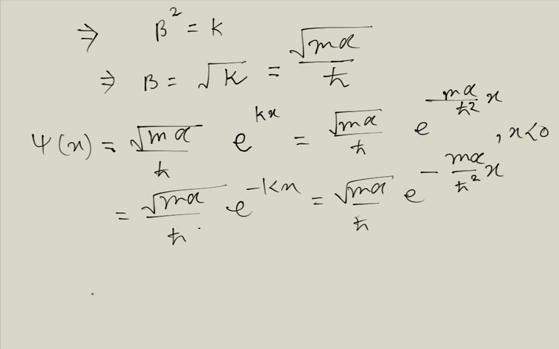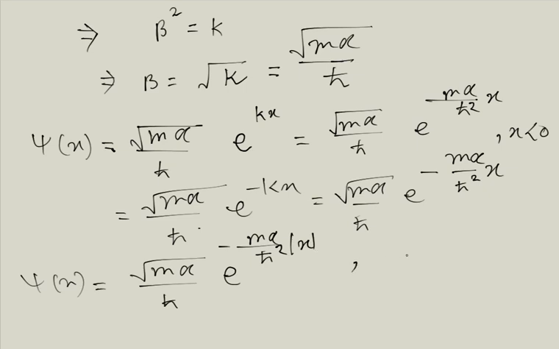And if we combine these two equations, we can write psi of x as root of m alpha over h bar, e to the power minus m alpha over h bar square, modulus of x, from minus infinity to plus infinity. There is no need of writing the modulus here, but still I'm writing it. So this is the solution of the time independent Schrodinger equation for the special potential function, that was in this case minus alpha into delta x. This is the delta function.